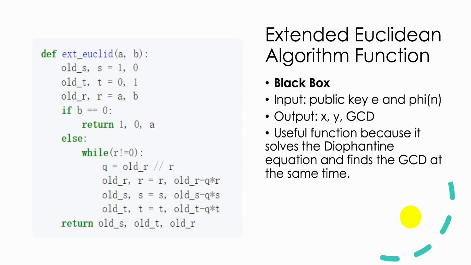This function is really useful because it solves the Diophantine equation and finds the greatest common divisor at the same time. The Diophantine equation is used when there is an algebra problem that we need to solve, but there are an infinite amount of solutions. So because we're using this function, we don't need to talk about the Diophantine equation anymore. So this function is really useful.